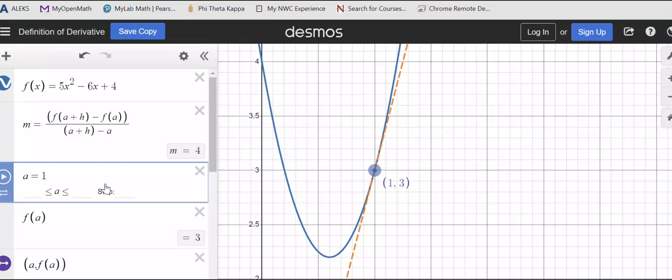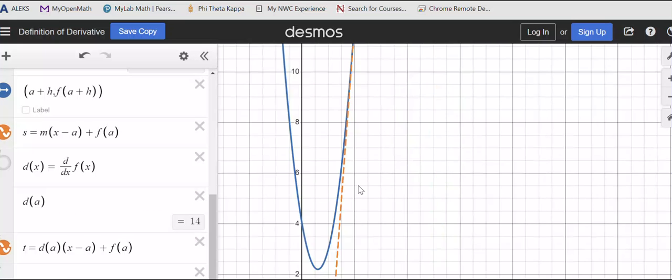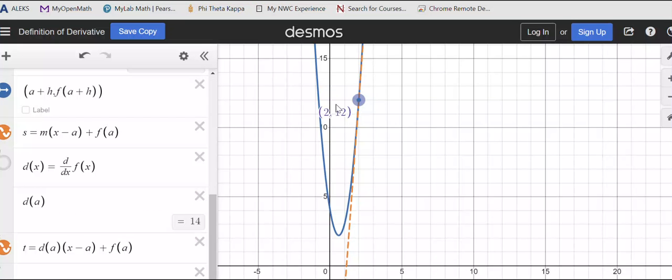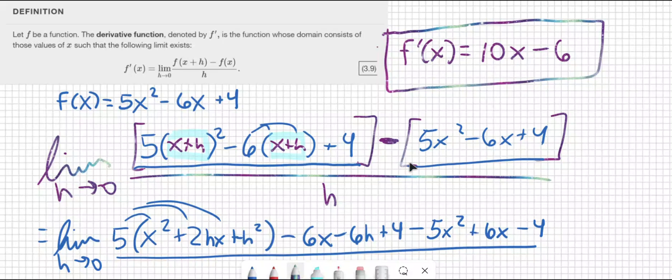And for 1, 3, we get a slope of 4. Let's see, for the point 2, zoom out because it's a little far up here. We should get a slope of 14. So the point 2, 12, we end up with a slope of 14. So it's nice after you get it to see it in action. We'll look at that idea a lot more in the future, but in terms of just taking a derivative, going from a function to its derivative, using the definition, if it's a long function, it can get a little tedious, but it's nice to see it does work.